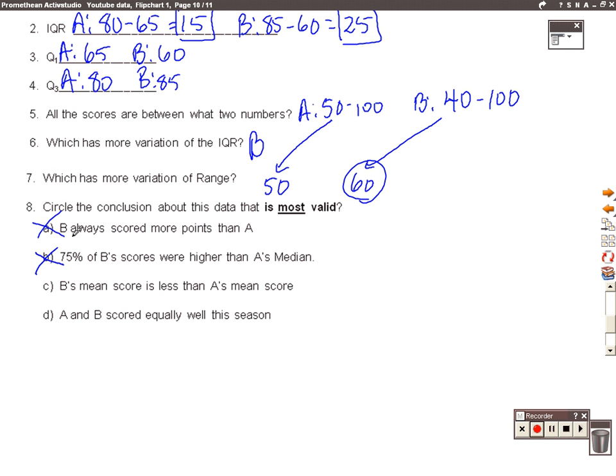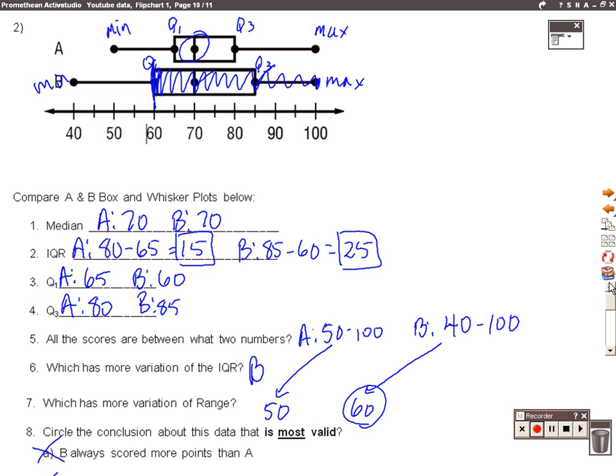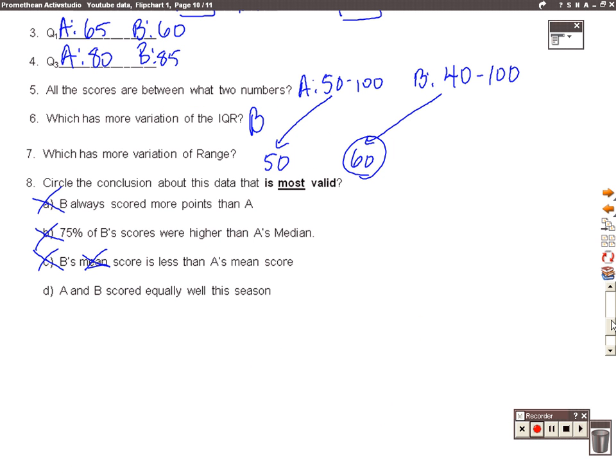C, B's mean score. Well, again, we already talked about how we can't calculate the mean, so that's not a reasonable answer. And we can look at the data and see that since both A and B had the same median, we can say that both teams scored equally well this season.